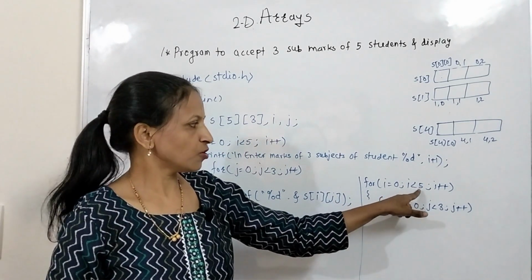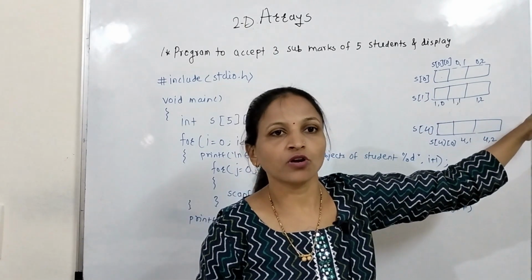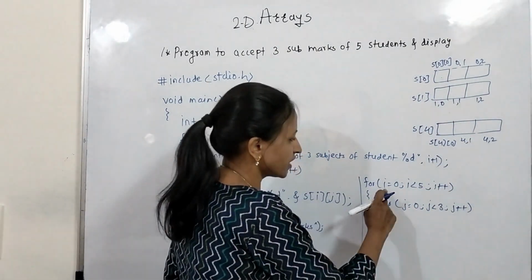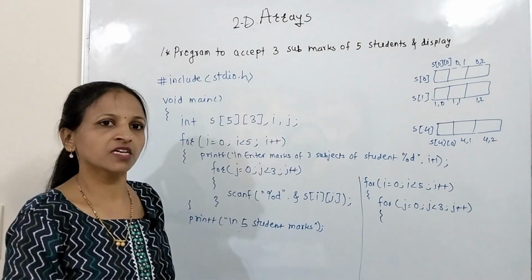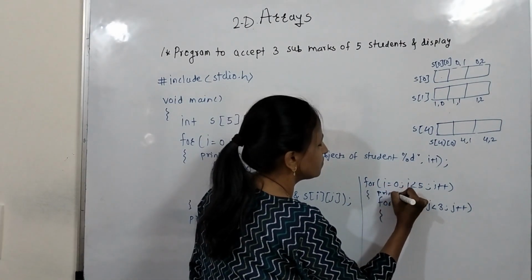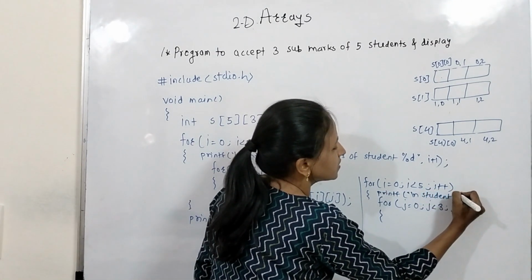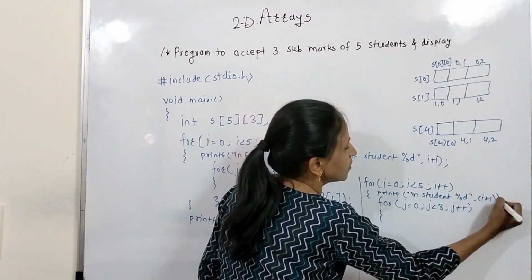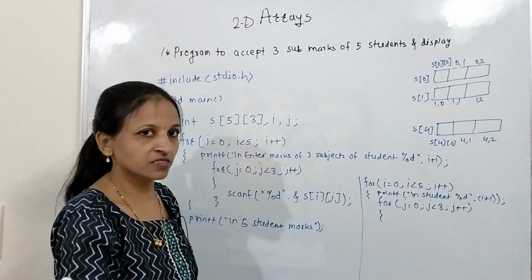The outer loop will represent the number of rows, the inner loop will represent the number of columns. Always remember. Now here first we can write student 1, student 2, student 3, student 4, student 5. In that way we can display. Like here we will write printf, \n student %d, comma, again I plus 1. And for that student we have to display 3 subject marks.